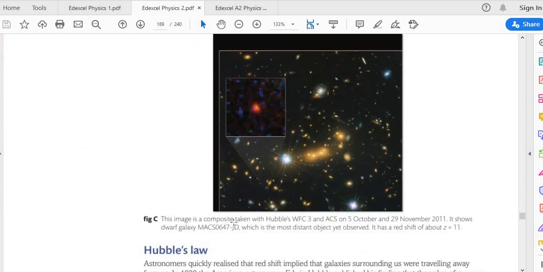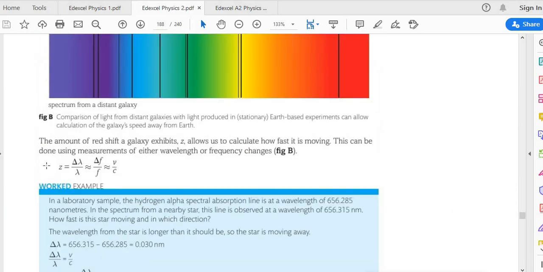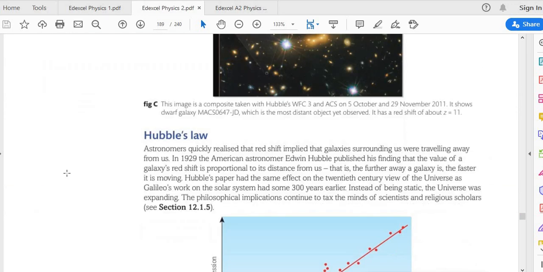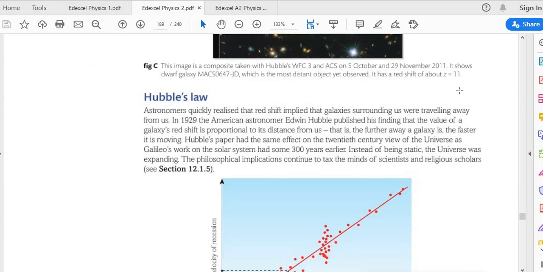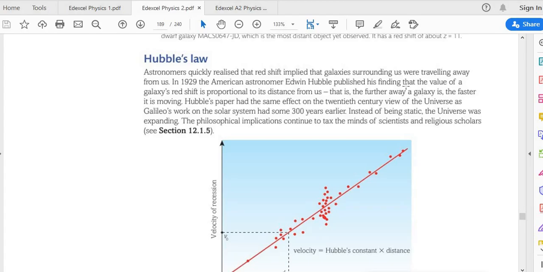This image is a composite taken with Hubble's WFC3 and ACS on 5th October and 29th November 2011. It shows dwarf galaxy MACS0647-JD, which is the most distant object yet observed. It has a redshift of about Z equals 11. So what is that Z? That is delta lambda divided by lambda, equal to 11. Z is the amount of redshift. Okay, let's learn about Hubble's law.